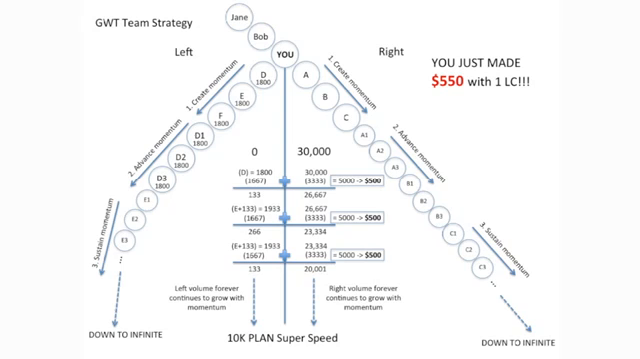So now, what is going to happen with the second person that you've introduced, which is E? Well, the same thing is going to happen because the same volume is going to be created. So now just for sponsoring two people in your organization, you've made an additional $550. So that's $1,100 for sponsoring two people into your organization on your left team because of the momentum that you've created and the volume that you've created on your right team.